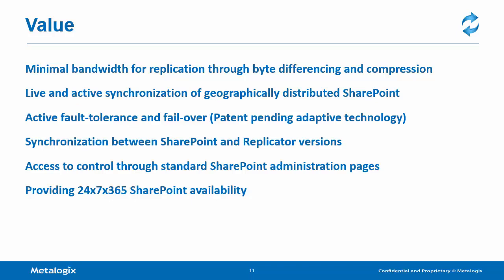Also, a real high technology thing that people might take for granted is not only can we do synchronization between different SharePoint versions, but also between different Replicator versions. So this means that if you have ships that are located and can't easily download the full package of an upgrade, then they can be on a different version of SharePoint and Replicator than the one you have at headquarters.